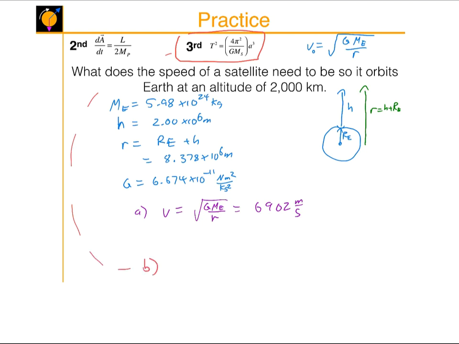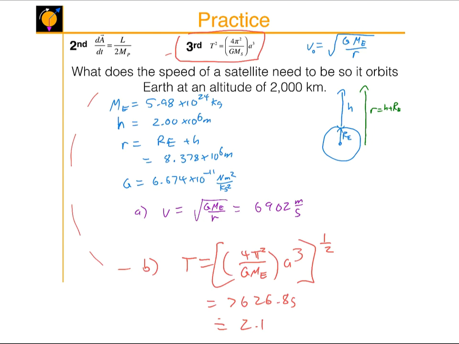So let's solve that for t. So t is equal to 4 pi squared over g times the mass of the Earth, not the sun in this case, times a cubed, all to the 1/2, or all square rooted. When I plug that in, I get roughly 7,626.8 seconds, which works out to about 2.1 hours. Just to give you an idea, if it's orbiting at that speed, it will have an orbital period of 2.1 hours. That's the speed it has to go.